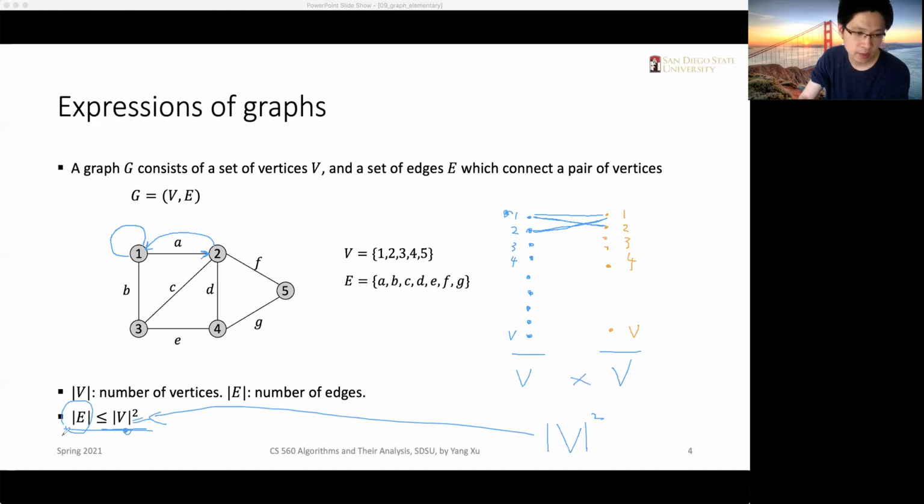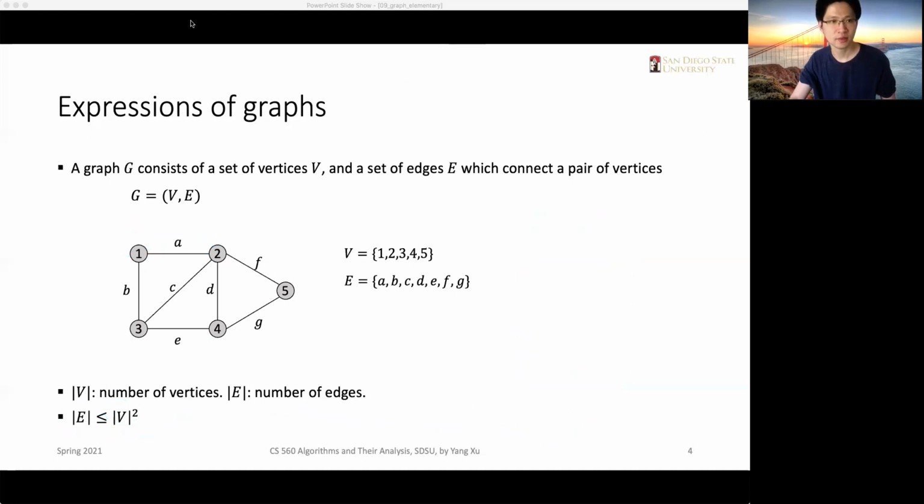Okay, so basically that is a basic principle that any graph should follow, right? So if you find an edge data structure where the number of edges is greater than this quantity, then there's a problem in the definition of the data structure. Okay, so yeah, that's the basic representations for graphs.